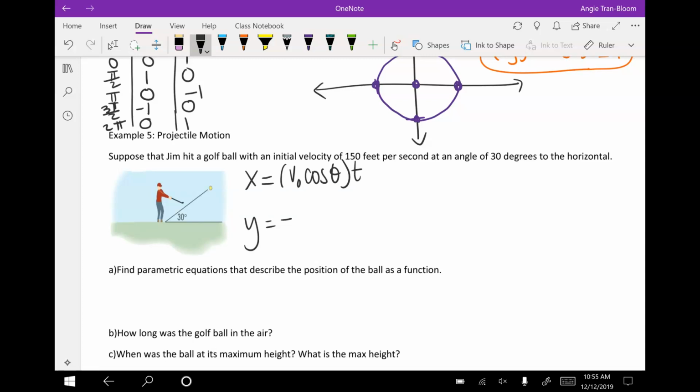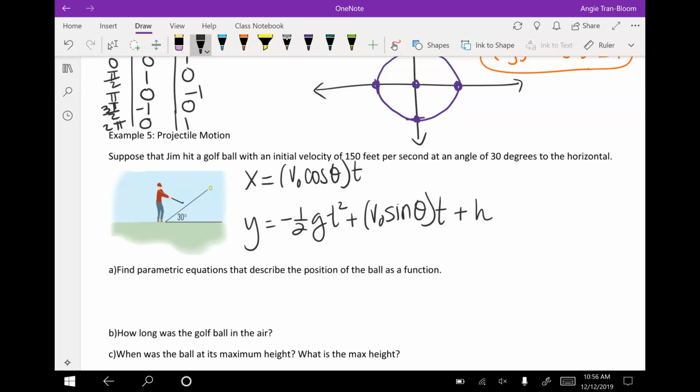Negative 1/2 g times t squared plus, in parentheses, v naught sine theta, and parentheses times t, plus h. Good. So let's talk about these really quickly.